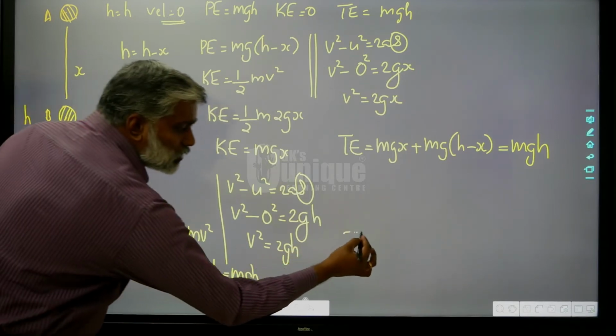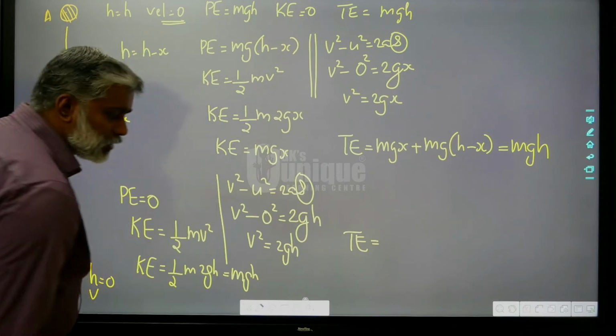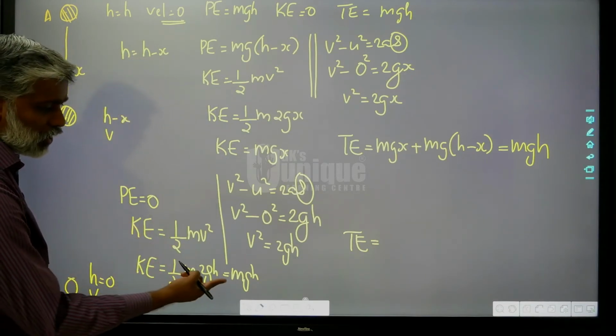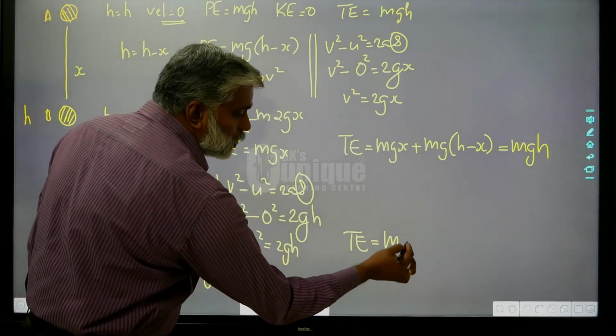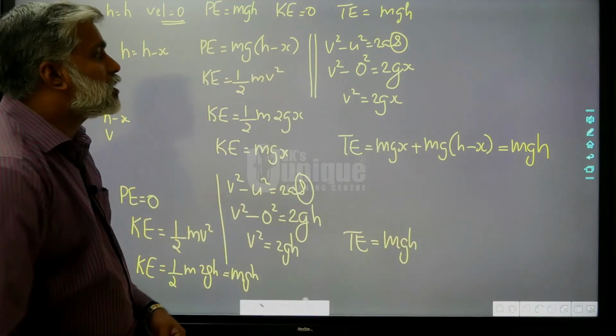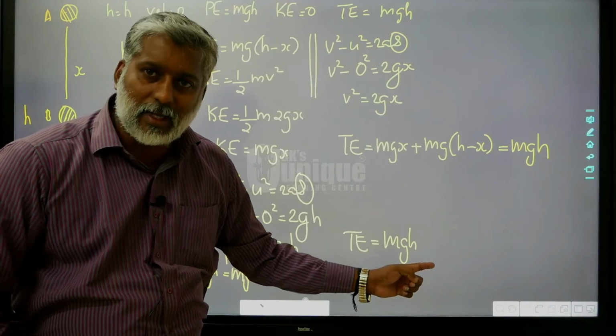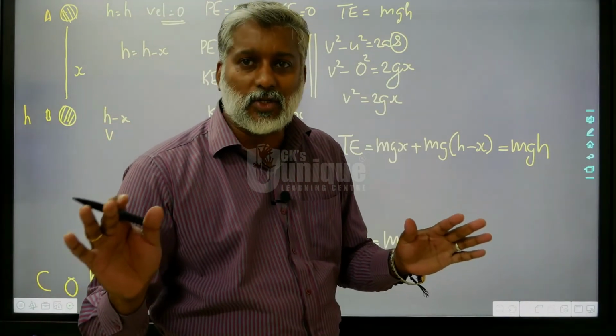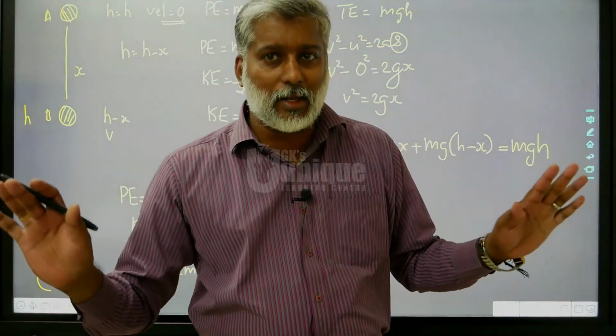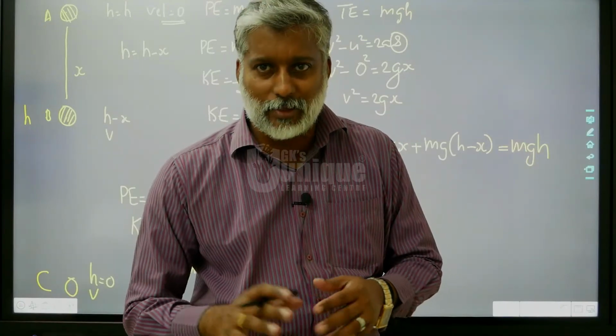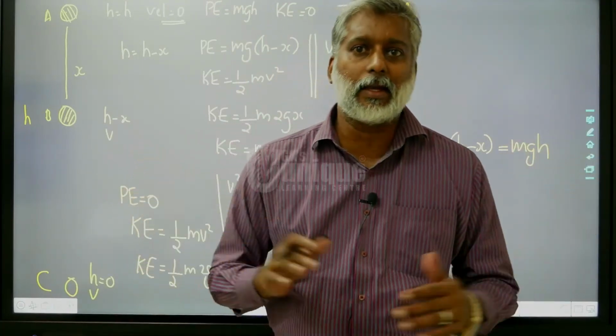Now what is the total energy here? Total energy is equal to kinetic energy plus potential energy. mgh plus 0. Again mgh. That is, total energy at A is equal to total energy at B equal to total energy at C. So total energy remains constant. There is no change for total energy. So the situation obeys the law of conservation of mechanical energy.